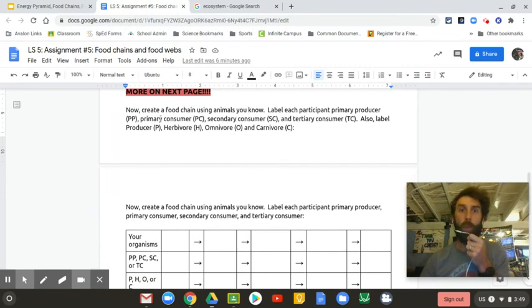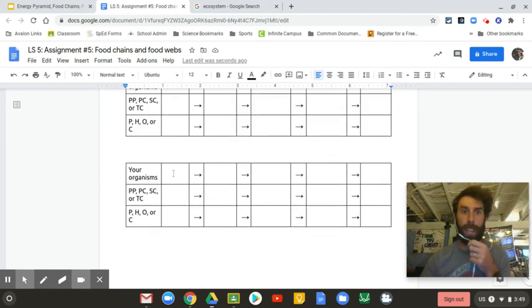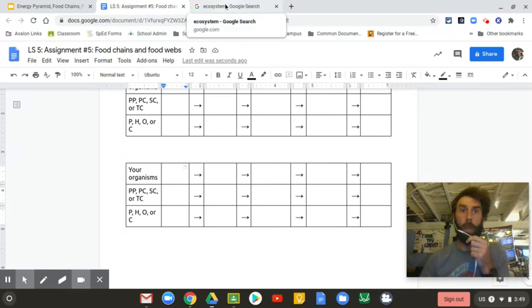But now you're supposed to create a food chain using animals you know. I should say organisms. Label each participant a primary producer with PP, primary consumer with PC, secondary consumer with SC, and tertiary consumer with TC. Also label producer, herbivore, omnivore, and carnivore, P, H, O, and C. So I'm going to create the example. So this row right here is my organisms, okay?